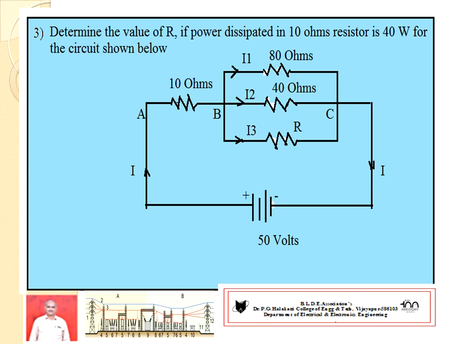Sir, third problem: determine the value of R if the power dissipated in the 10 ohms resistor is 40 watt for the circuit shown below. Again, three resistors are there, two resistances are connected in parallel. What is the R value to be connected or shunted across the connection? So one hint is given.